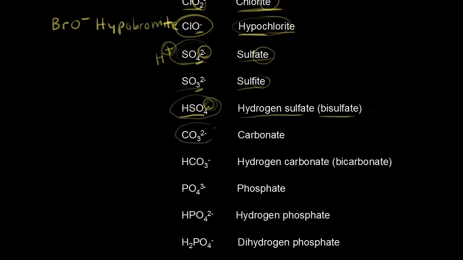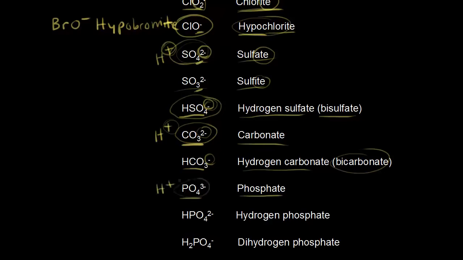Next, CO3 2- is called carbonate. So if we add on an H+ to CO3 2-, we'd get HCO3, and then we go from 2- to 1- because we're adding on a positive charge here. So HCO3- is called hydrogen carbonate, and you'll also hear bicarbonate a lot. Next, we have PO4 3-, which is called phosphate. If we add on an H+ to phosphate, think about what we would get. We would get HPO4, and then instead of 3-, we're adding on a positive charge, so we get 2-. So we call this hydrogen phosphate.